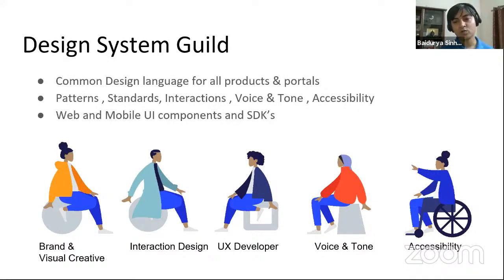And there are a few key roles in a design system which are very important, like interaction design, UX developer, a brand and visual creative to align it to the brand guidelines, a voice and tone role, which is also very important, and accessibility standards. So there might be a few persons who are playing these roles, or there might be a dedicated person for each, who are specialists in each of these roles.